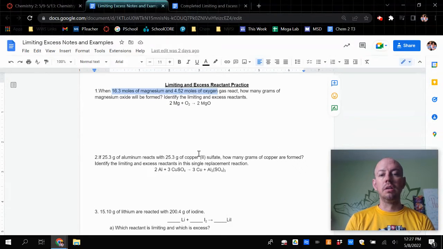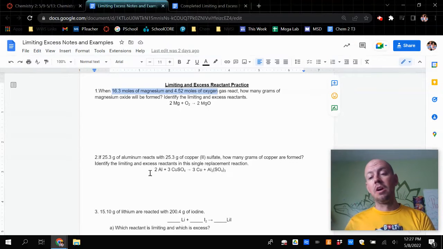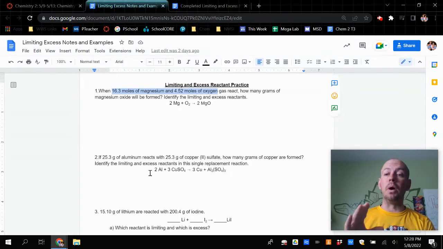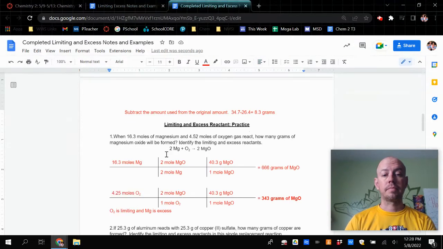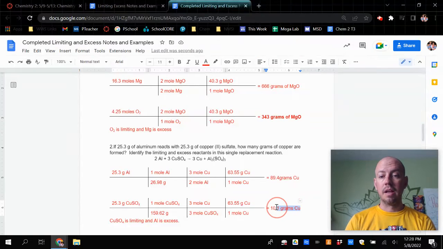Here, number 2, aluminum and copper 2 sulfate. How much copper is made? Grams, moles, moles to moles, moles to grams. Grams, moles, moles, grams for both. We get two answers again. Same idea. The smaller of the two is, I'll stretch that out, the answer.